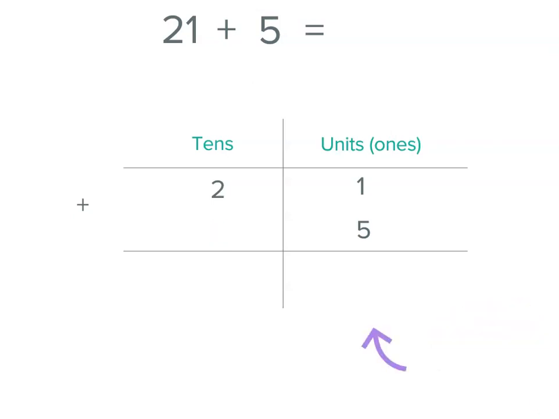Now we always start from the units place. We've got 1 plus 5, which equals 6. Then we work to the left and we add the digits in the tens place. Now you'll see I took my 0 out, but you didn't have to. We've got 2 in the tens place, so that's our total in the tens place. So altogether, 21 plus 5 equals 26.